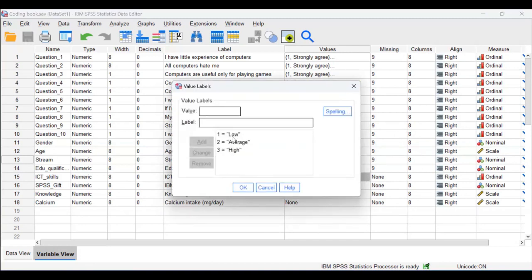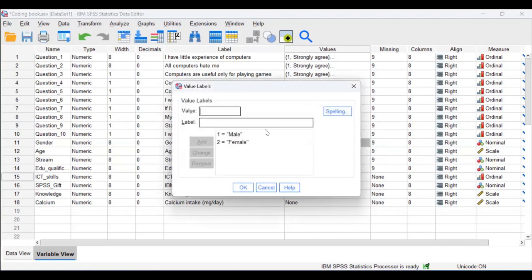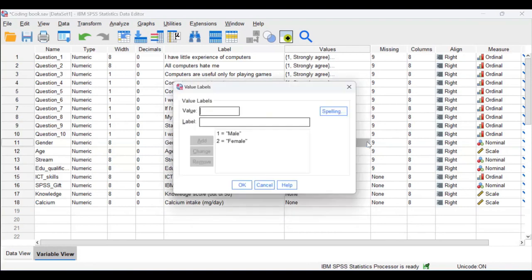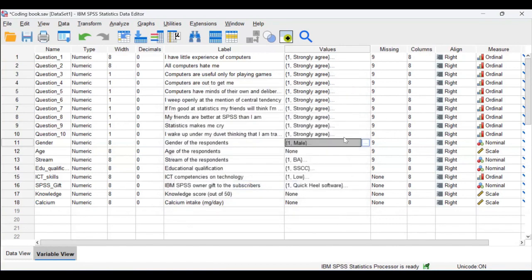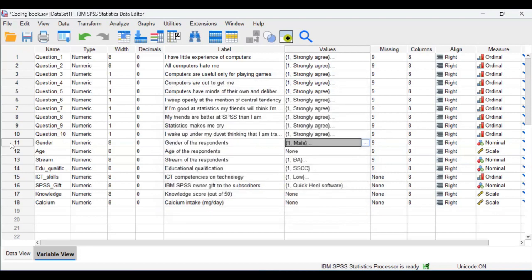This is the way I have categorized my data: low, average, high. Similarly, for gender, male is 1, female is 2. It is one of the important tasks for each of you: please check the coding, how you have done it. That will really help you, because you can't come back in between to check whether you gave 0 for male or 1 for male.